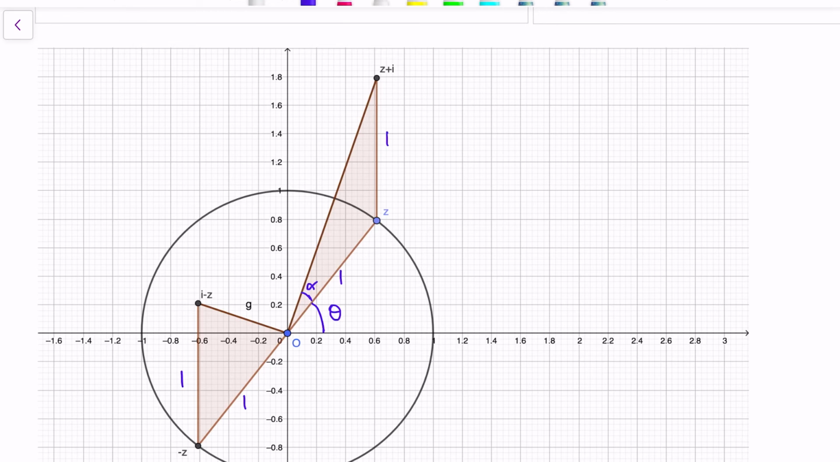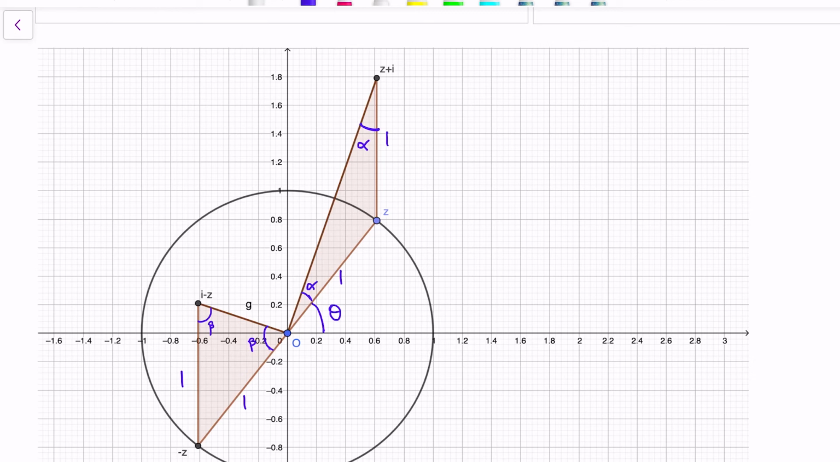angle alpha. I could use trigonometry to find it in terms of theta, but it's not necessary for this proof. Likewise, i minus z, well, that's even further around. But what we've got, there's a straight line there where, I guess this angle here, let's call it, I don't know, beta. This angle is also beta because we've got an isosceles triangle. And this angle here is also alpha, isosceles triangle.